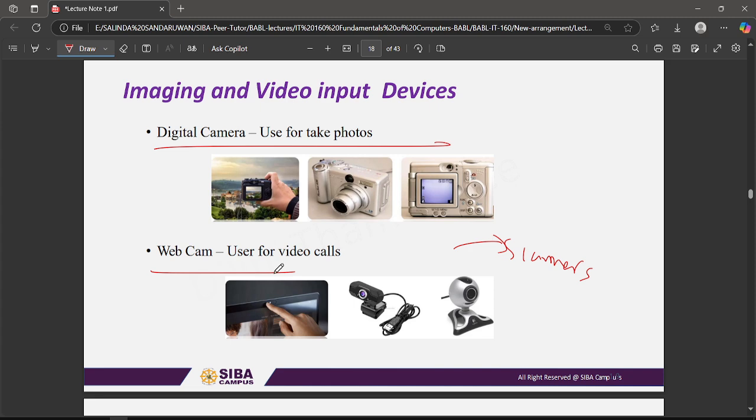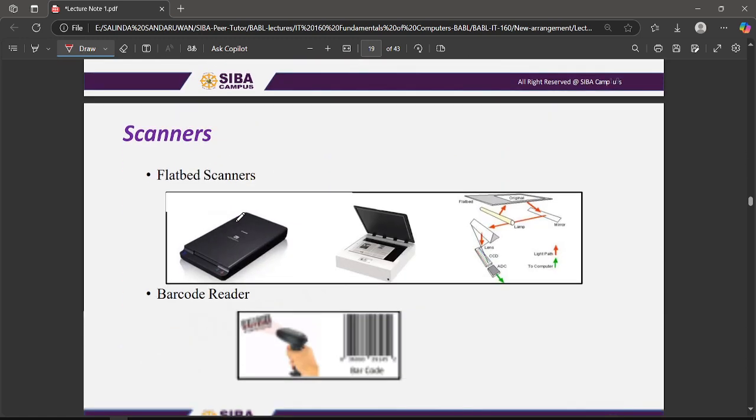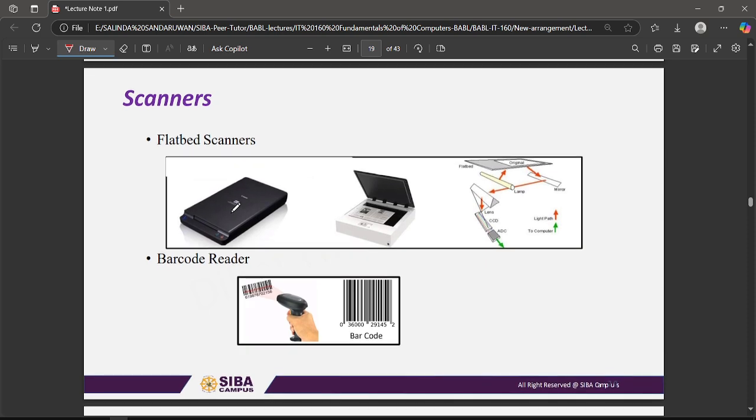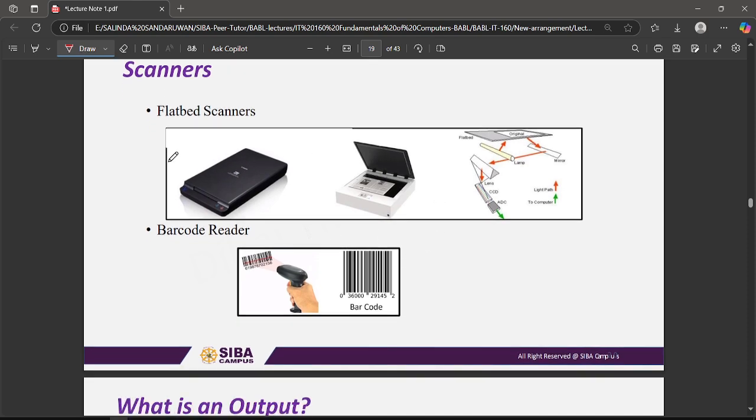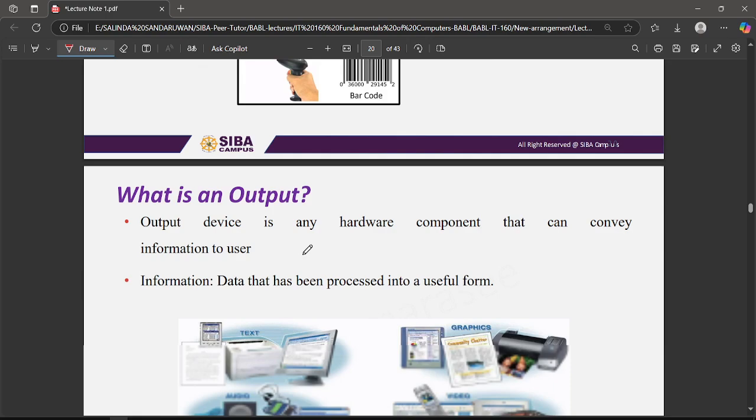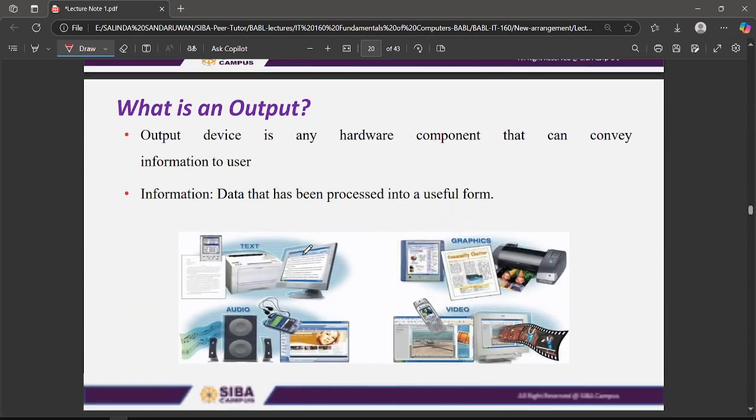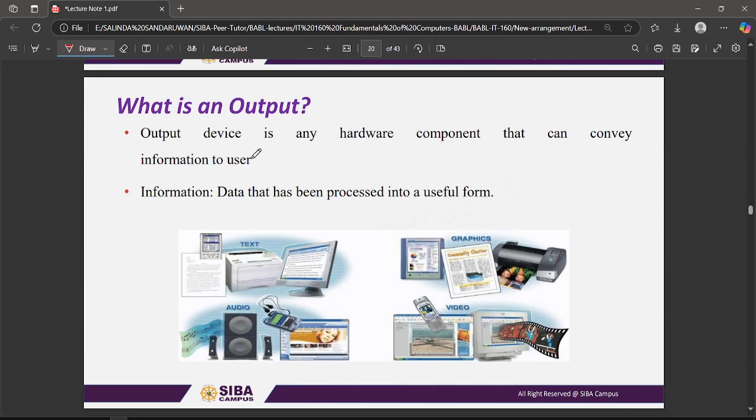Yes, the cameras these days, a good quality camera is very expensive, right? Then the scanners, here we have flatbed scanners and the barcode reader. A barcode reader is a kind of scanner, right? So that's all about the input devices, and what are the output devices?